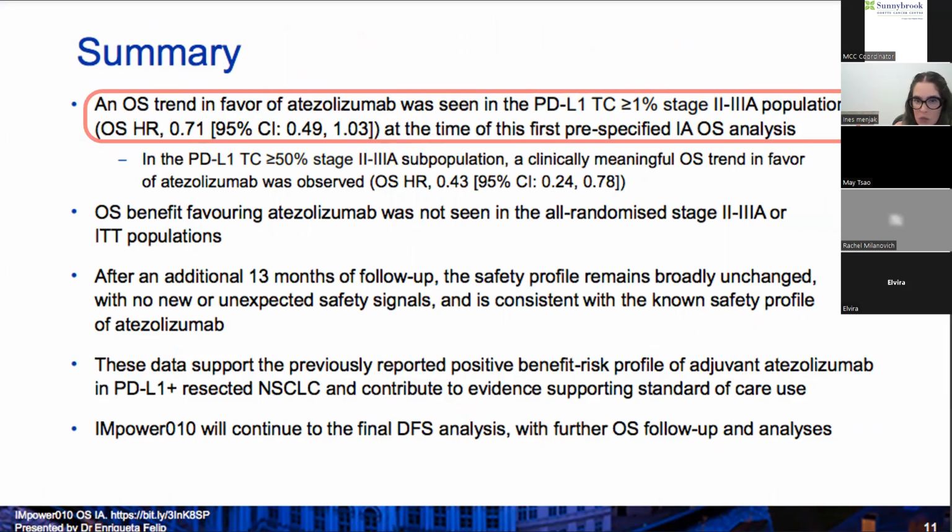was seen in the PD-L1 equal or over 1%, stage 2 to 3A population. The hazard ratio was 0.71, confidence interval 0.41 to 1.03, at the time of the first pre-specified interim overall survival analysis. These data support the previously reported positive benefit-risk profile of adjuvant atezolizumab in PD-L1 positive resected non-small cell lung cancer and contribute to evidence supporting standard of care use. The Empower 010 will continue to the final analysis of disease-free survival and further evaluation of overall survival.